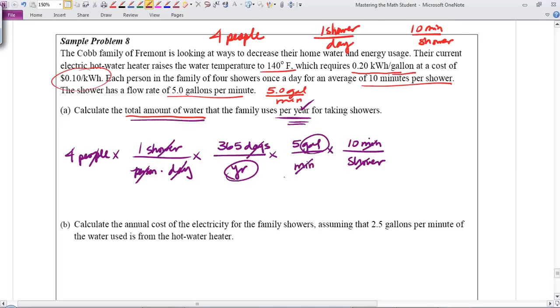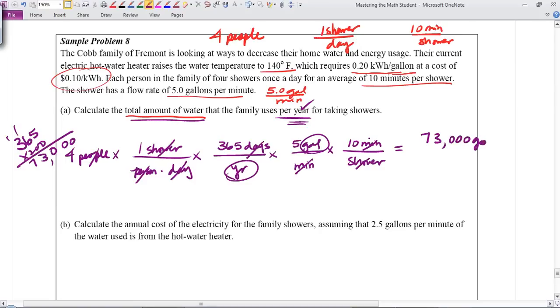Okay, so now I just need to work this out quickly. And you got to figure out which way you want to go with these numbers. I got 4 times 1 times 365 times 5 times 10. Well, 4 times 5 is 20 times 10 is 200. So I can simplify this and say 365 times 200, knowing that 0, 0 come off first. And now it's just 2 times 365. So 2 times 3 is 6 and 1 makes 7. 730? No, 73,000.